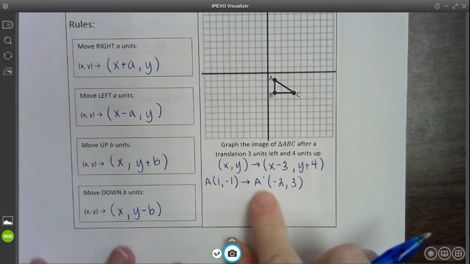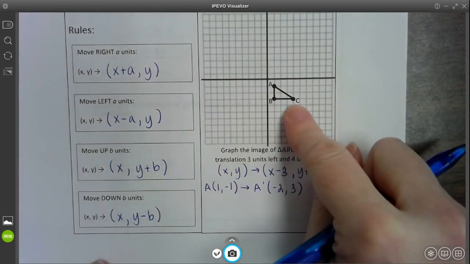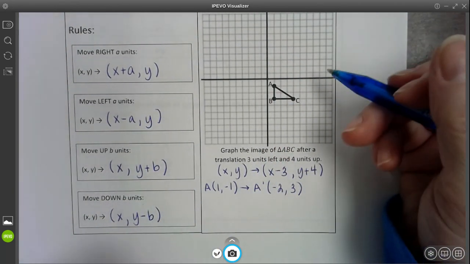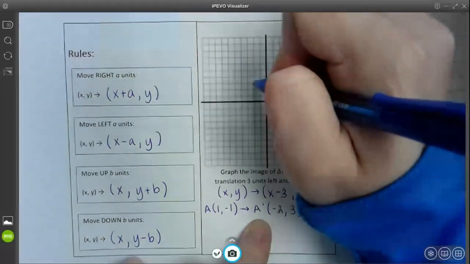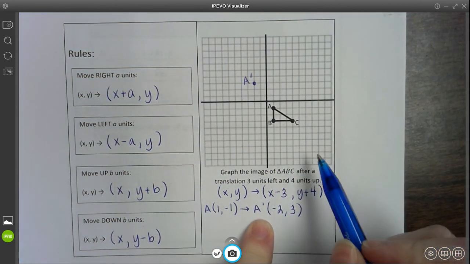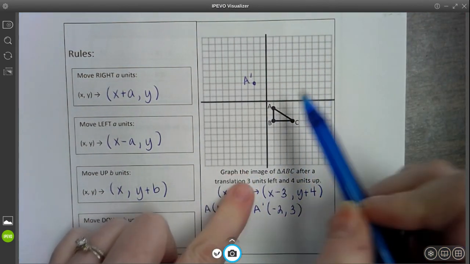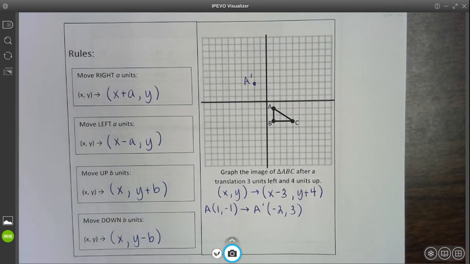A prime, remember, prime is what happens after. It's called the image. This is our pre-image. What happens after transformation is called the image. So negative 2, positive 3 is going to be the location of our A prime. And that makes sense because if I simply take A and move it 3 to the left and then 4 up, I get A prime.